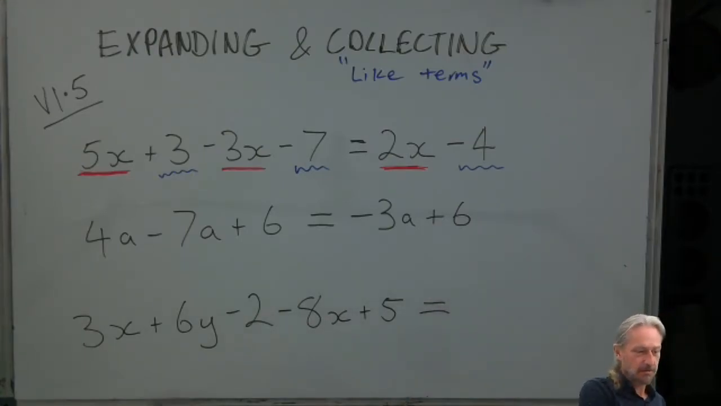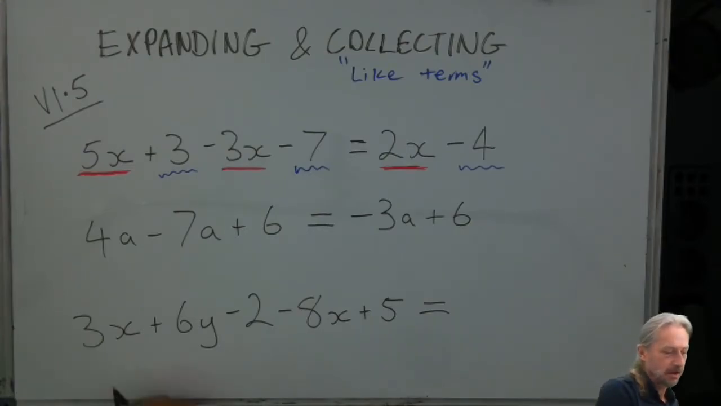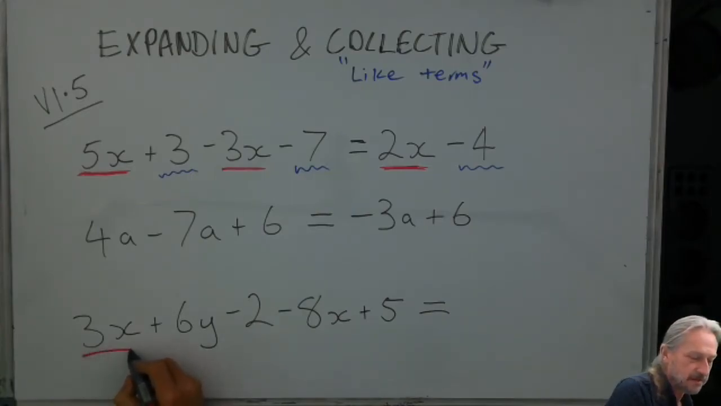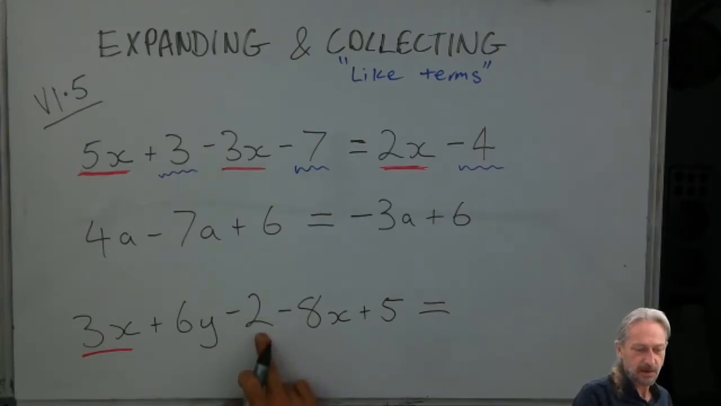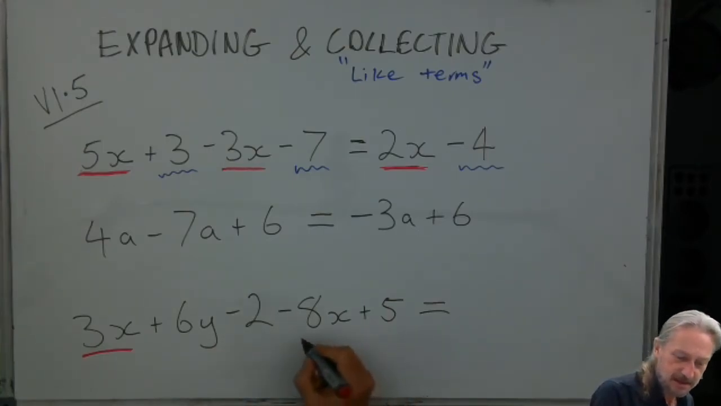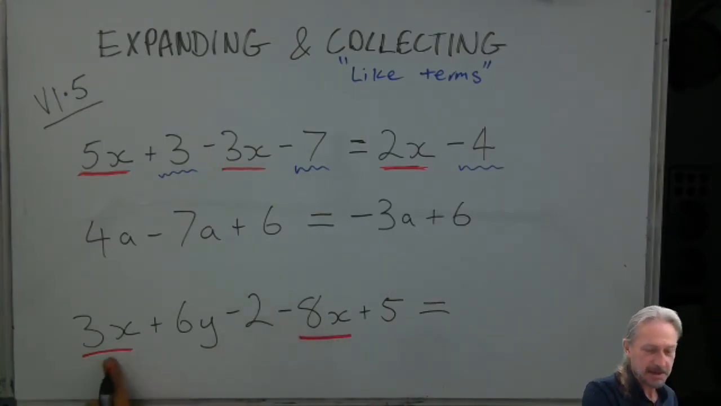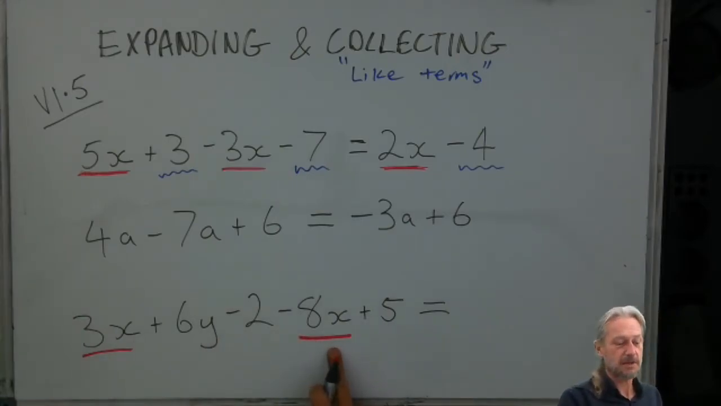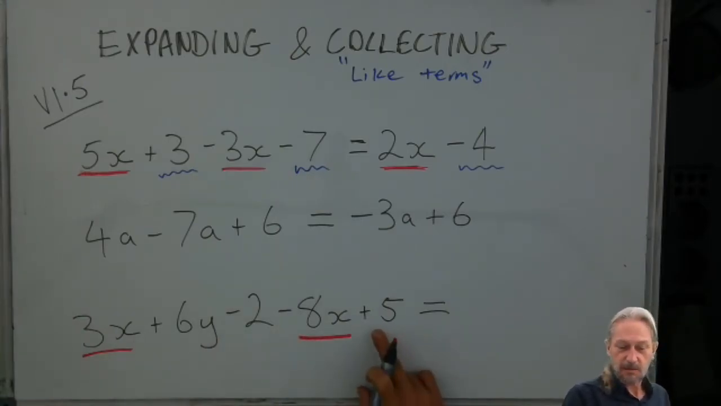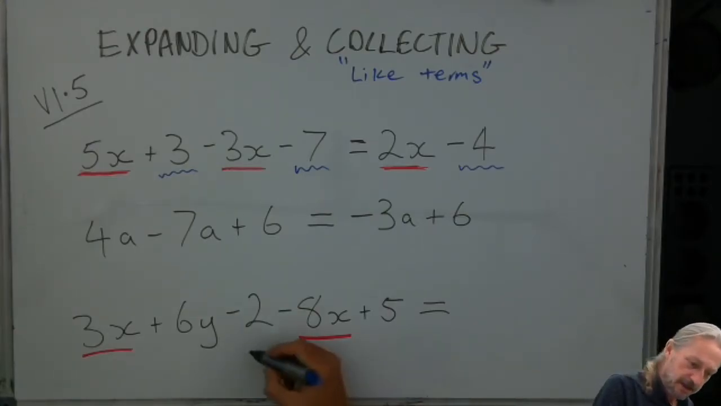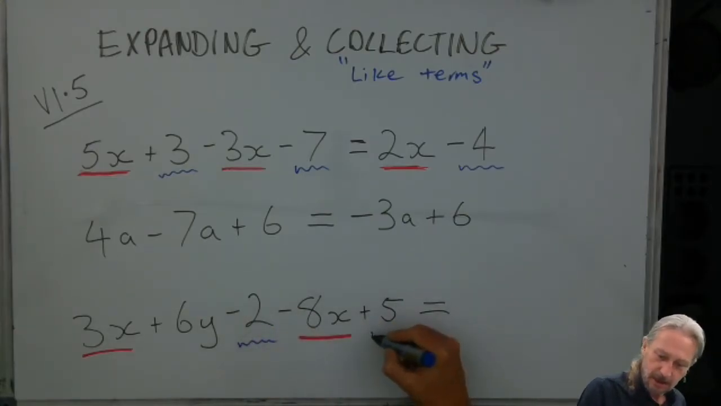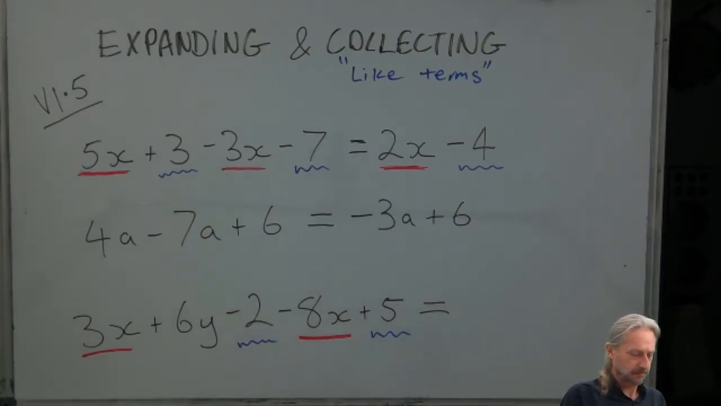So now we've got 2, 3, 4, we've got 5 terms this time. Okay, so just looking, we've got 3x, 6y, take away 2, take away 8x. So our 3x and our 8x are like terms. And then we're adding 5. So it's like I did at the top, a wiggly line and a wiggly line.